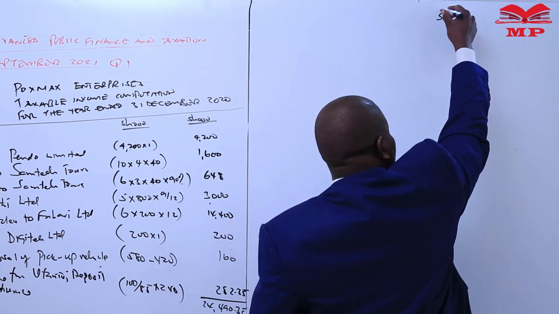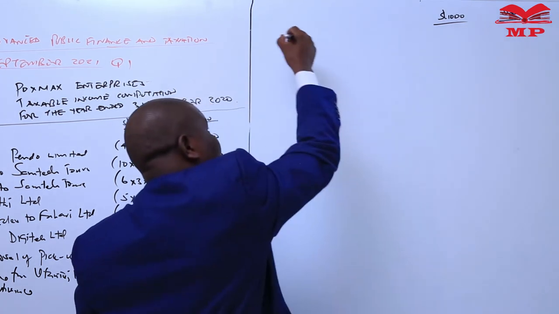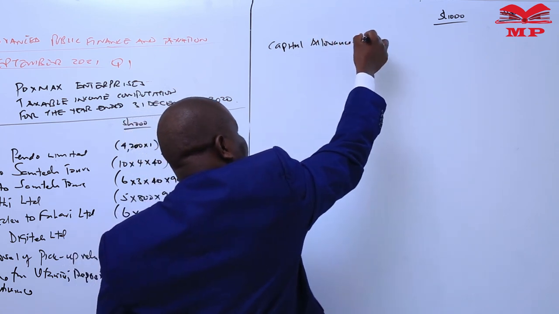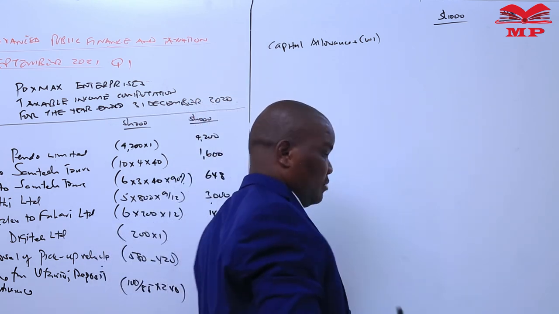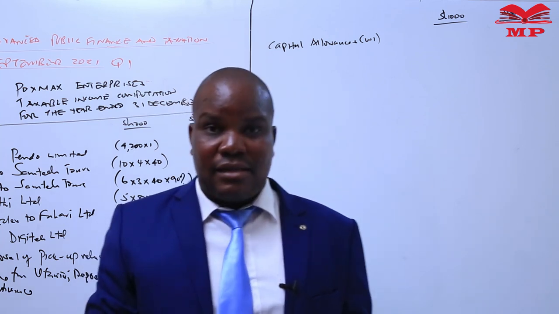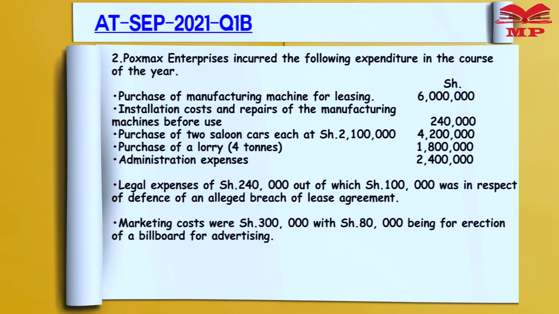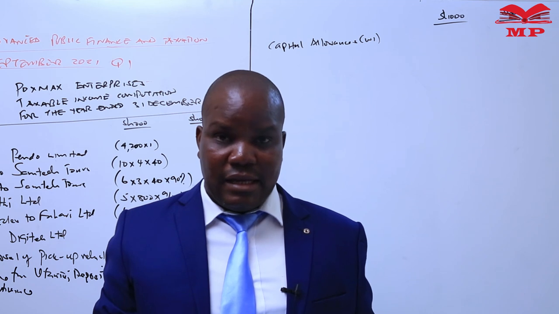So we continue with our allowable expenses. So we work out capital allowances. So that will take us to working one. Now, what matters here is to know which asset qualifies for which capital allowance. So let's go back to note 2. We are told, note 2, bullet 1, purchase of a manufacturing machine for leasing. Now, manufacturing machine is for production purposes, and so it will qualify for both ID and wear and tear.